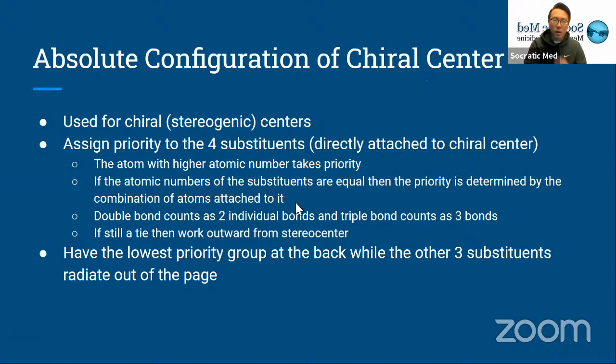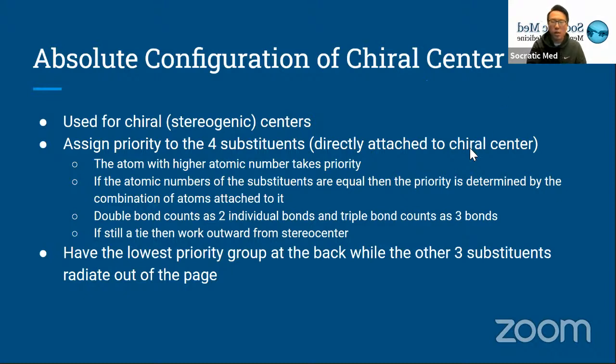But let's say there are 2 groups with carbons directly attached to the chiral center. Then you can determine the priority by the other atoms attached to them. So look at the next atom. If they're both attached directly to a carbon from the chiral center, then look at the other groups attached to that carbon.